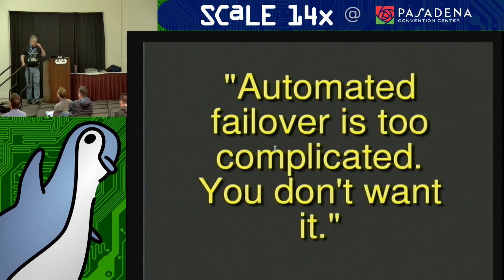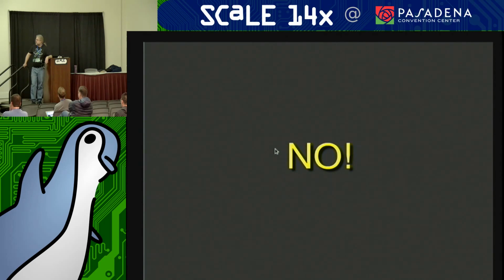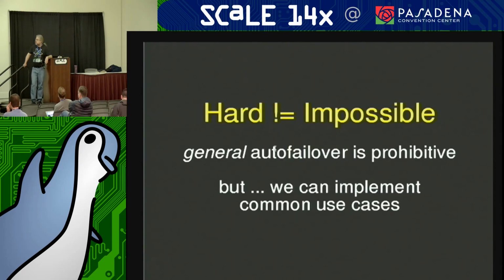And this actually has led to a number of things, including something I heard at a recent conference. I forget which conference I was at in the fall. Somebody was talking to a Postgres person in a Postgres booth, and they literally said to them, automated failover is too complicated, you don't want it. Well, no, that's not good enough. A lot of us have SLAs to meet. We have always-on applications. And it's not impossible. Automated failover is doable, particularly if you restrict the problem.